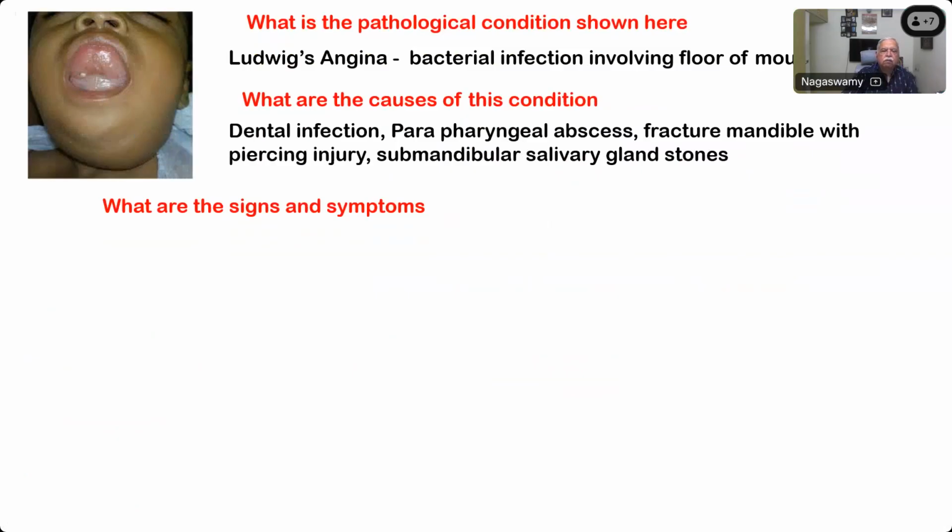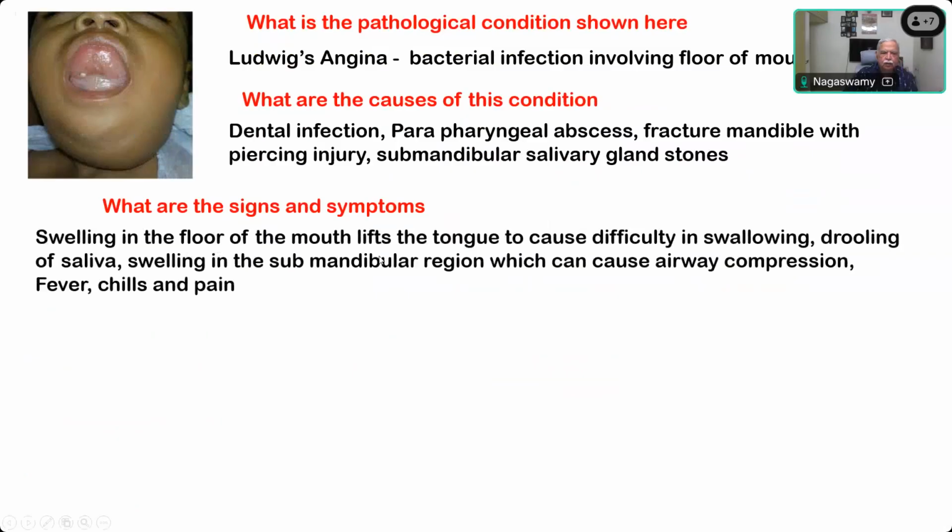Airway obstruction, difficulty in phonation, difficulty in swallowing. Swelling in the floor of the mouth lifts the tongue to cause difficulty in swallowing. Drooling of saliva, swelling in the submandibular region, which can cause airway compression, fever, chills, and pain because it's a bacterial infection. Okay. How is this condition treated?